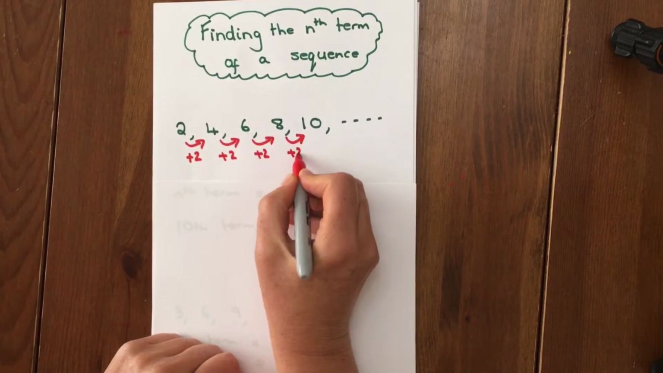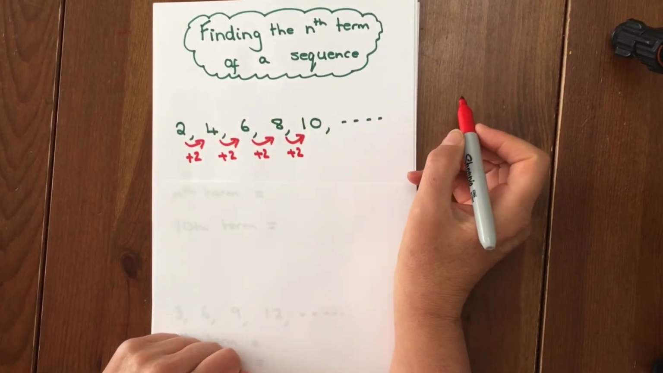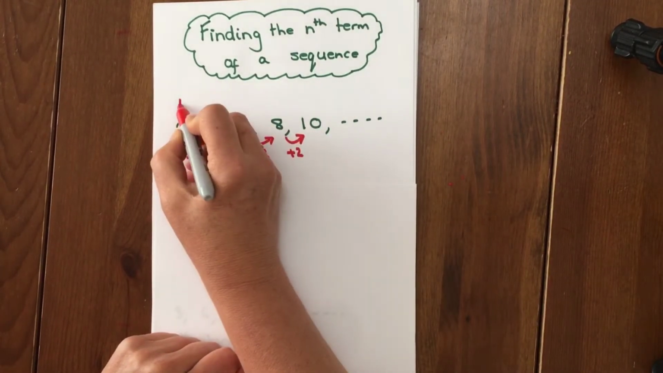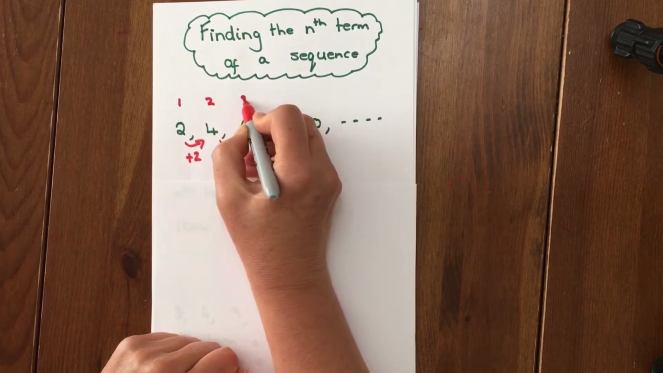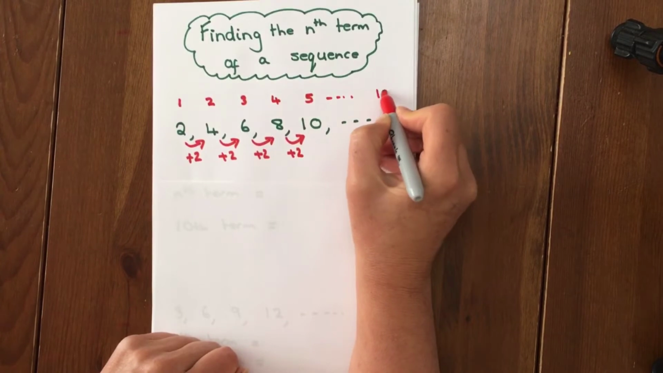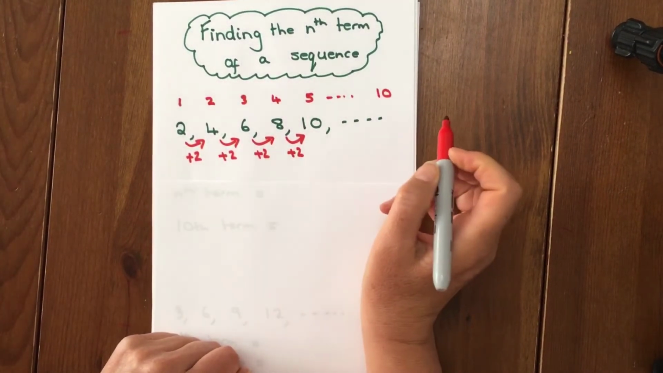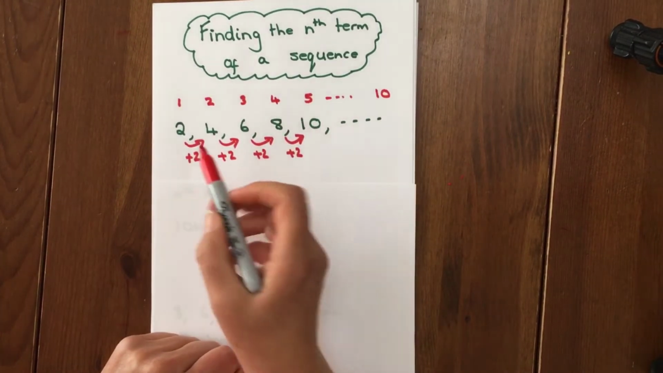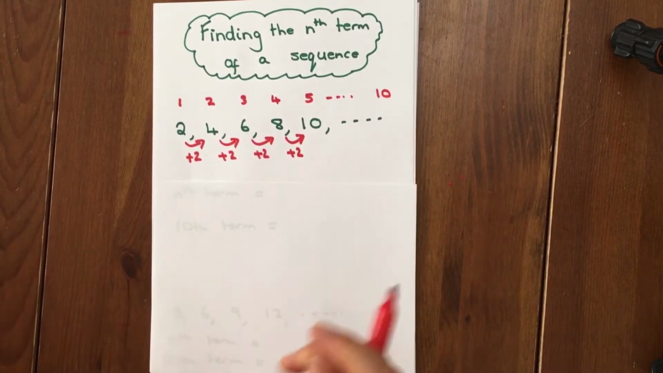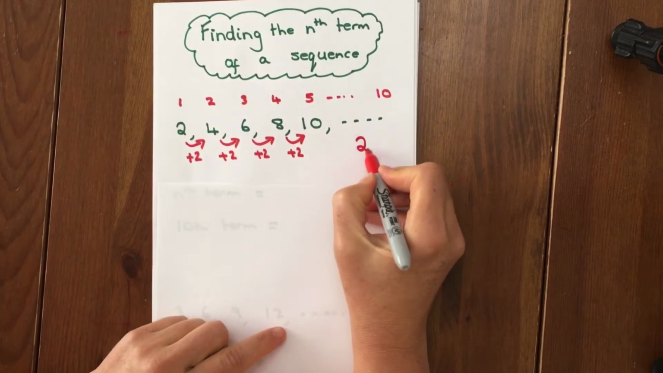Now, if I want to find the 10th term, I could just carry on this sequence. This is the first term, the second term, the third term, the fourth term, the fifth term. I could just carry on my sequence till I get to the 10th term. But there's a quicker way than that. The rule for this sequence is 2n. So if I write that down here, the rule is 2n.